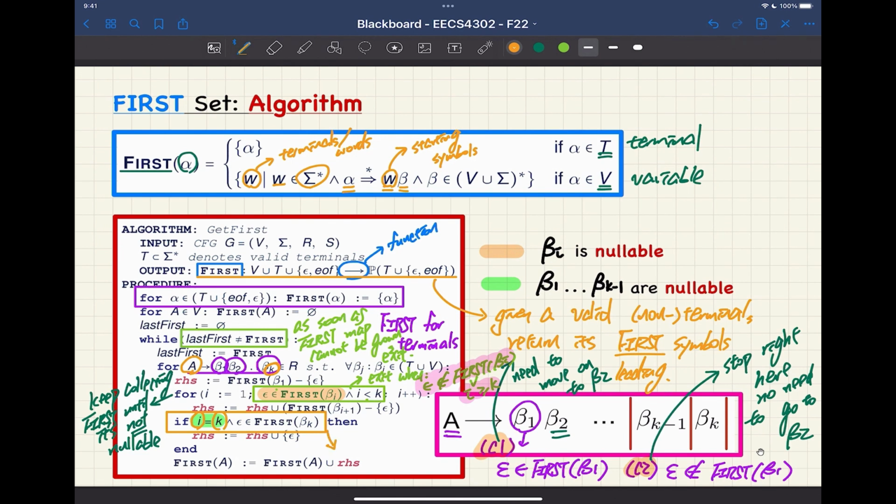So here that means every component of A is nullable. That means A is nullable. In that case, we should really include the epsilon into its first set.